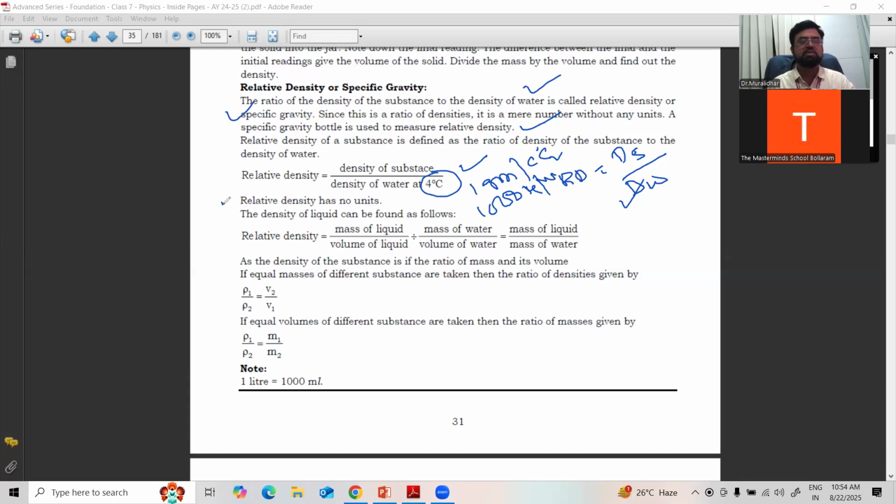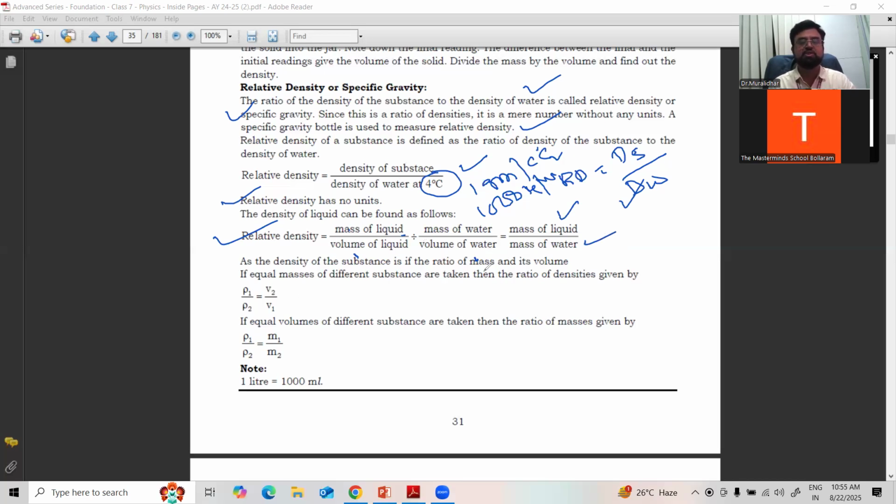So we'll take that as a standard. Relative density has no units because it's a ratio. Ratios do not have units. So the density of a liquid can be found as follows. The formula to find the density of liquids: mass of the liquid by volume of the liquid divided by mass of the water by volume of the water will give mass of the liquid by mass of the water. By knowing that, you can find it out.